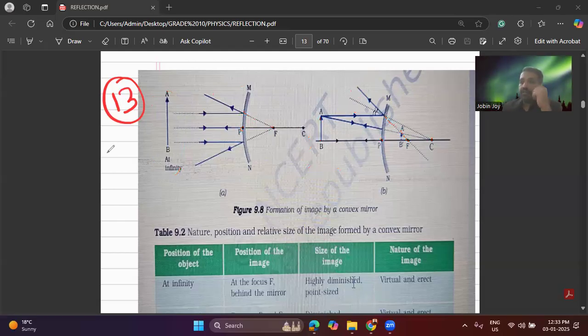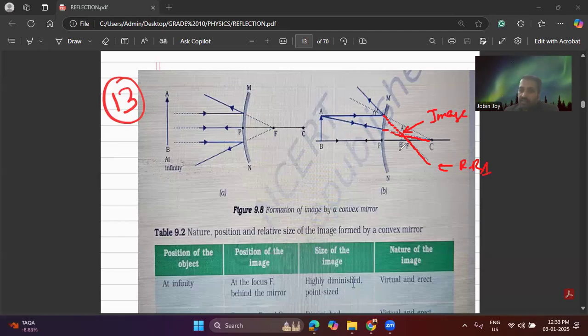Similar to the previous case of the concave mirror, there is no intersection between the two reflected rays, right? So we have to extend. Where is the first reflected ray? This is the reflected ray 1, RR1, and this is the reflected ray 2. So the intersection will be here. That means the image will be here, behind the convex mirror. That means the image is virtual, and it is diminished and erect, not inverted.